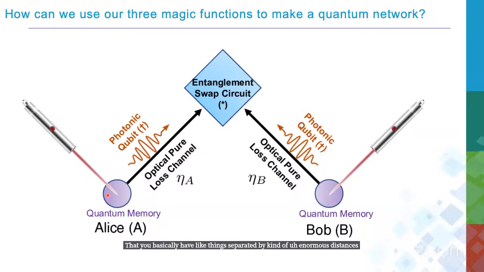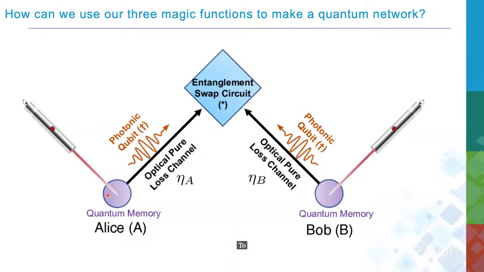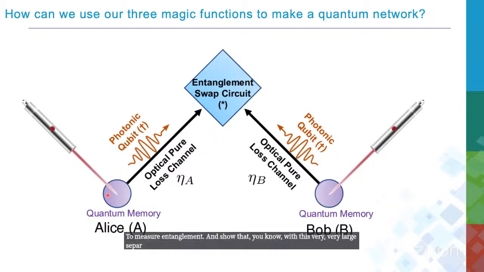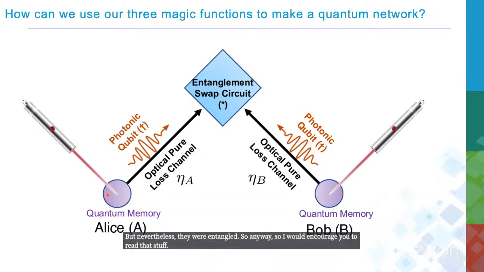I think it was across two mountains, basically. They have an observatory on one peak and an observatory on a different peak. So they had this huge separation, and they were using starlight to measure entanglement and show that, with this very, very large separation, they had these entangled photons. There was no way that there could be communication between the two measurement spots, but nevertheless, they were entangled. So anyway, I would encourage you to read that stuff. But back to our task at hand here.